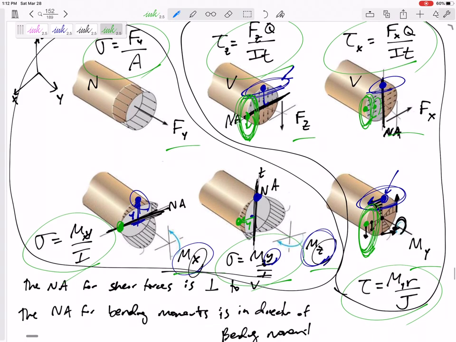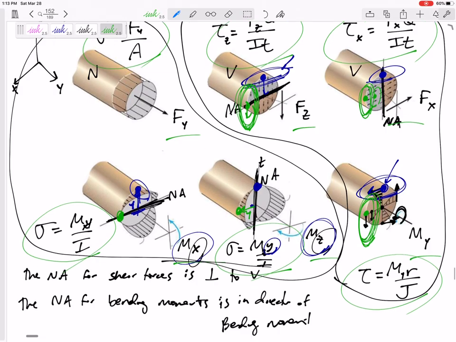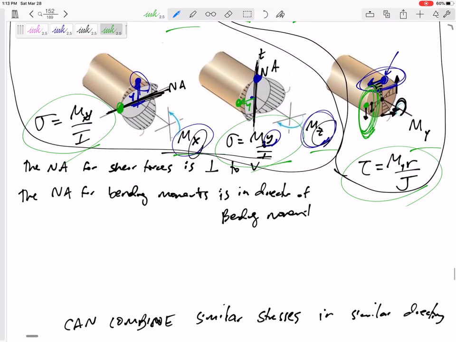The overall theme here, you have 3 forces and 3 moments. You have 6 unknowns: Fx, Fy, Fz, Mx, My, Mz. You've got 6 internal unknowns. Calculate those 6 unknowns. Do you remember how to do that? We had to do that a long time ago. Calculate those 6 unknowns and then just think to yourself, okay, what type of stress does each of those unknowns create? And then combine similar stresses in similar directions.